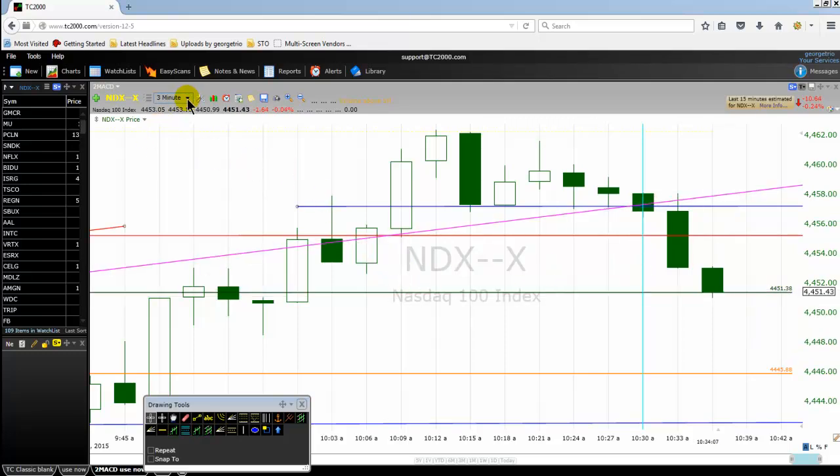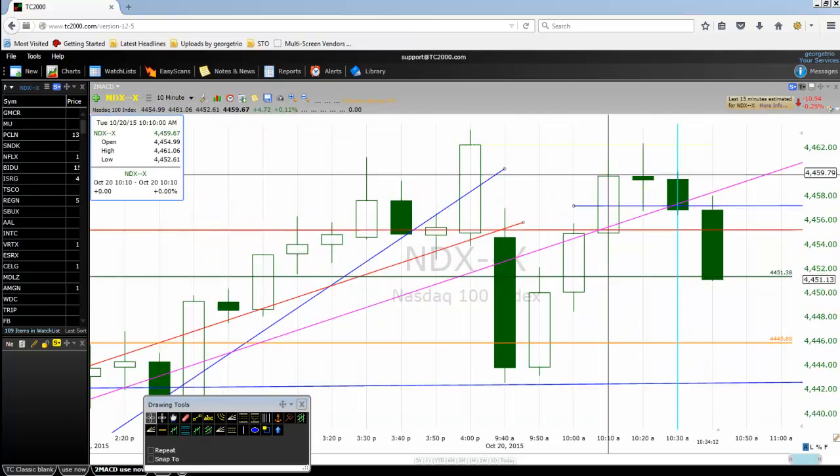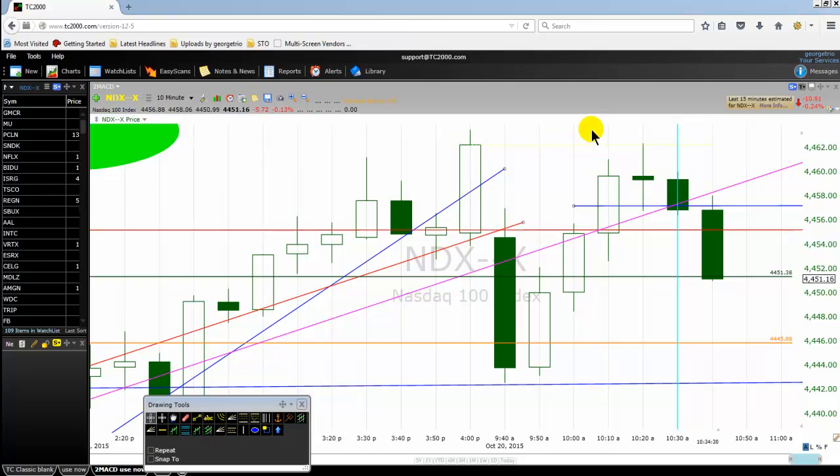So I'm going to go again to the 10-minute time frame and see. 4451. Okay, for this one, I'll put it here. Okay, I'll use 15 pips for my stop loss. Okay, all right, 15 pips for my stop loss. So my new stop loss is at 4466.